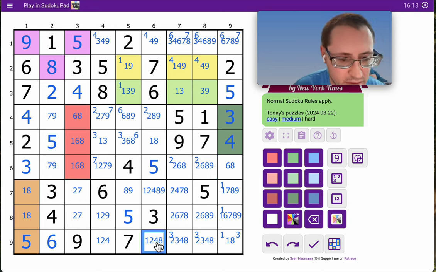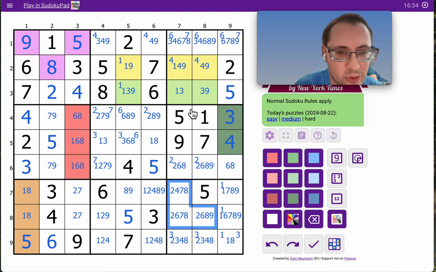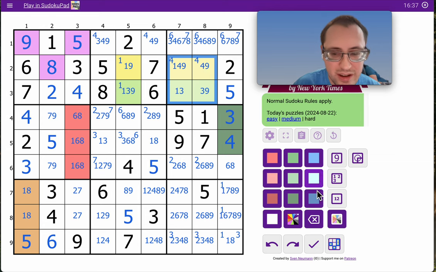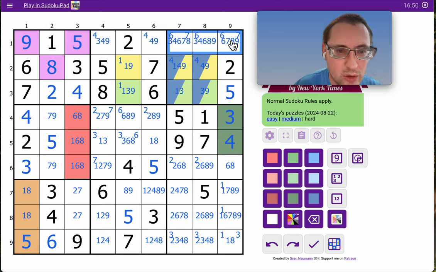Okay. Well, this could be eight. Three. Two is in too many spots. Oh, I think this is 1, 3, 4, 9 as a quad. Right. As I'm missing 6, 7, and 8, I can only go in those cells.